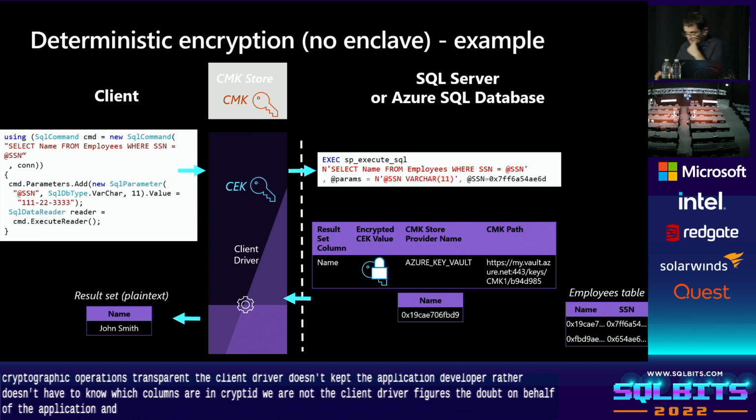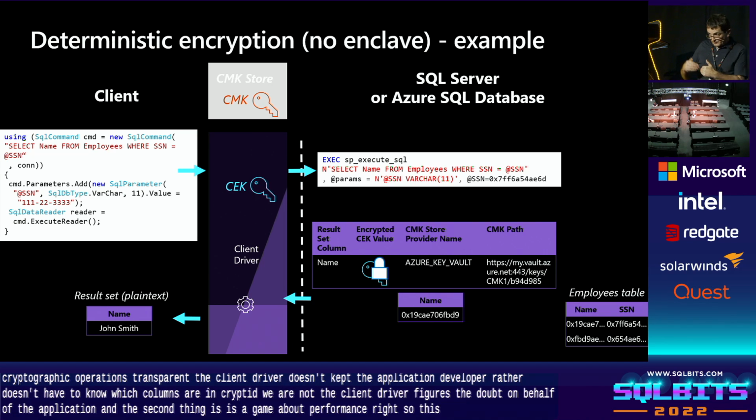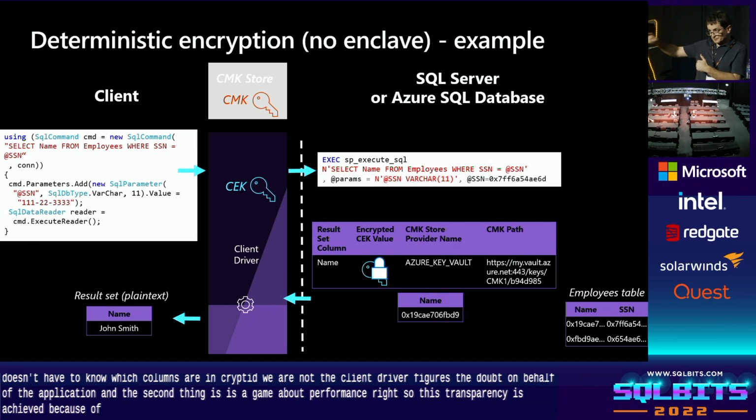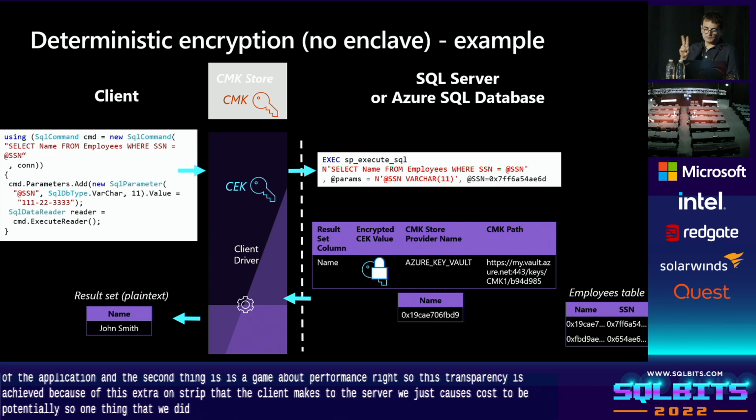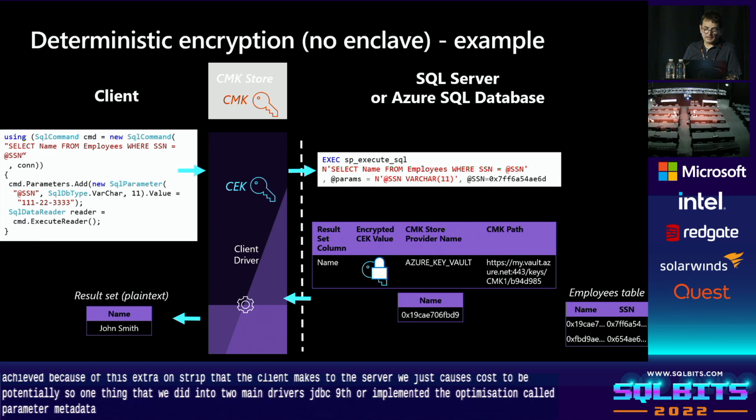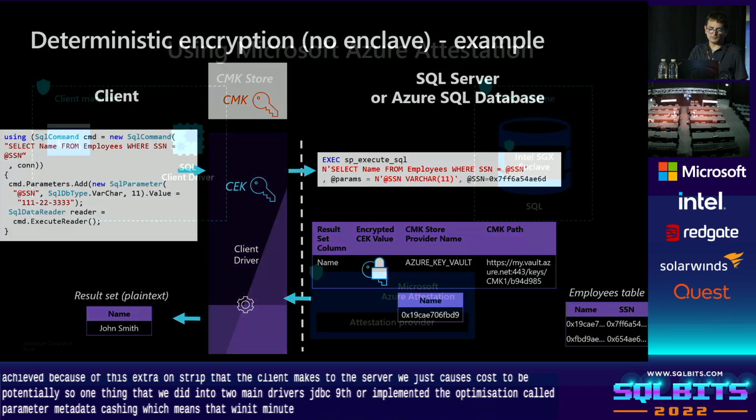And the second thing is again about performance, right? This transparency is achieved because of this extra round trip that the client makes to the server, which of course is potentially costly. So one thing that we did in two main drivers, JDBC and ADO.NET, is implement an optimization called parameter metadata caching, which means that this round trip is only made for the first execution of a given query statement. And then we cache the results so that we minimize the number of these calls, okay?